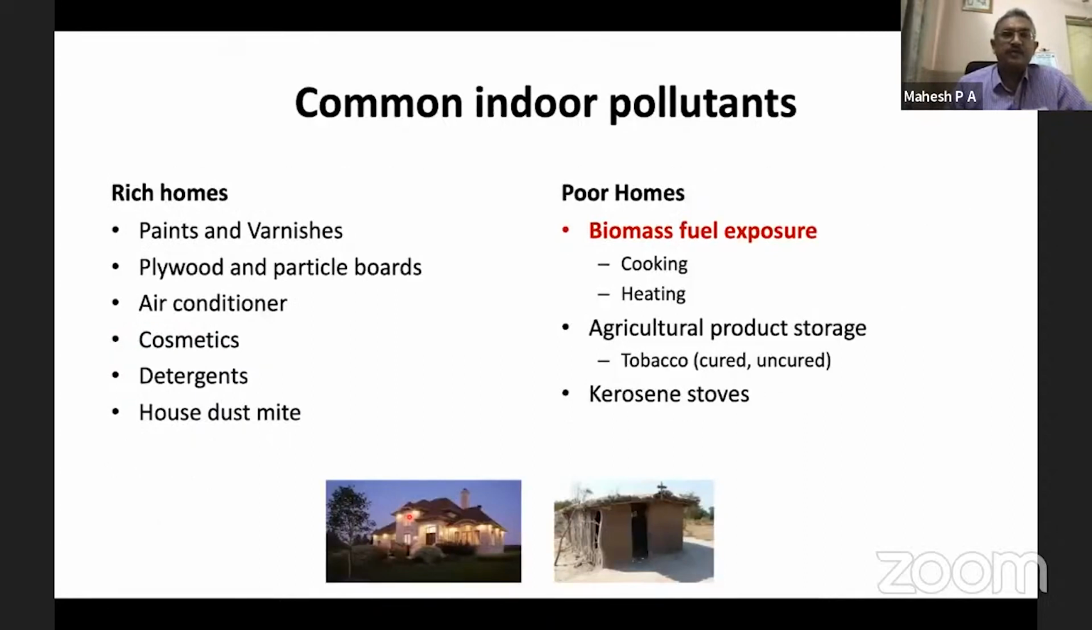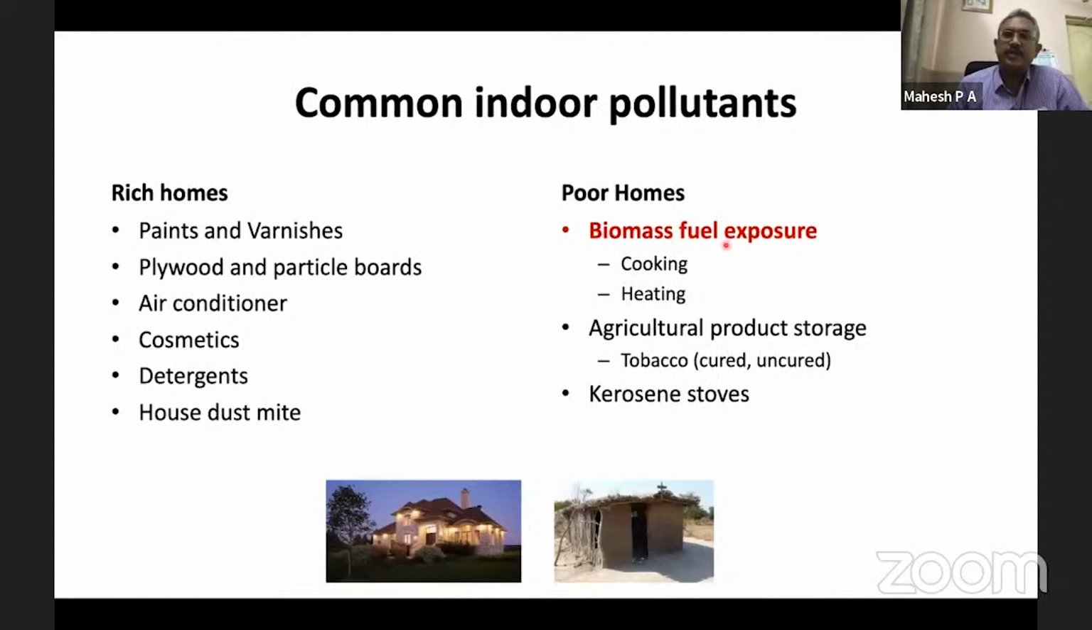Now, we have indoor air pollutants, whether the person is economically in the higher status or lower status. If you talk of the rich homes, you have paints, varnishes, plywood, particle boards. In a new house, at least up to 6 months, the concentrations are very high. ACs, if they are poorly maintained, cosmetics, detergents, house dust mites, of course, if there are a lot of carpets and curtains. In poor homes, mainly it's the biomass fuel exposure.